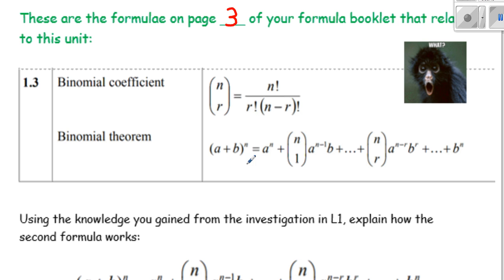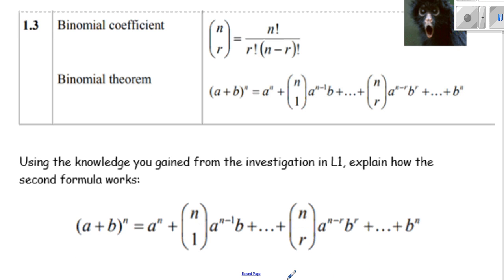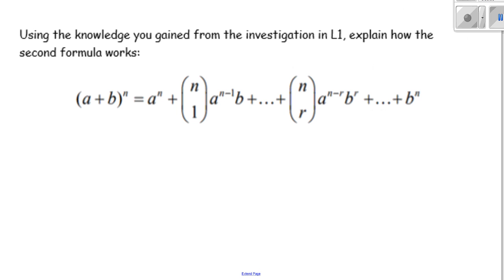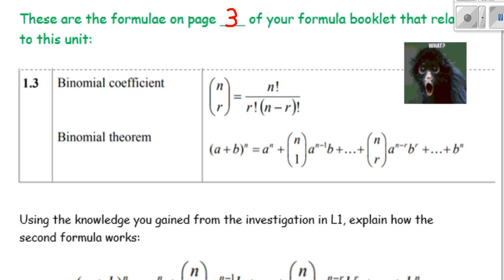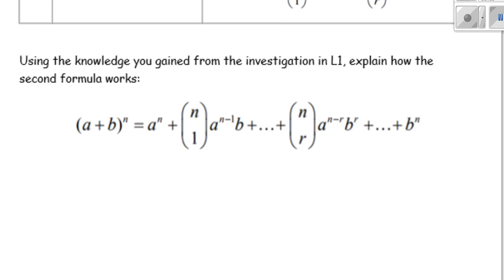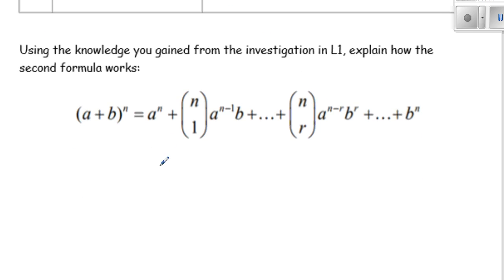So if it was (a + b) to the power of n, why do you think... actually it asks us to explain it down here, so maybe I should refer to you more down here. Use the knowledge you gained from the investigation in L1. Explain how the second formula works. So the second formula, meaning this one here. How does it work? So (a + b) to the power of n. Why do you think this is just a to the n? How come on the first term they don't have any of this business here?